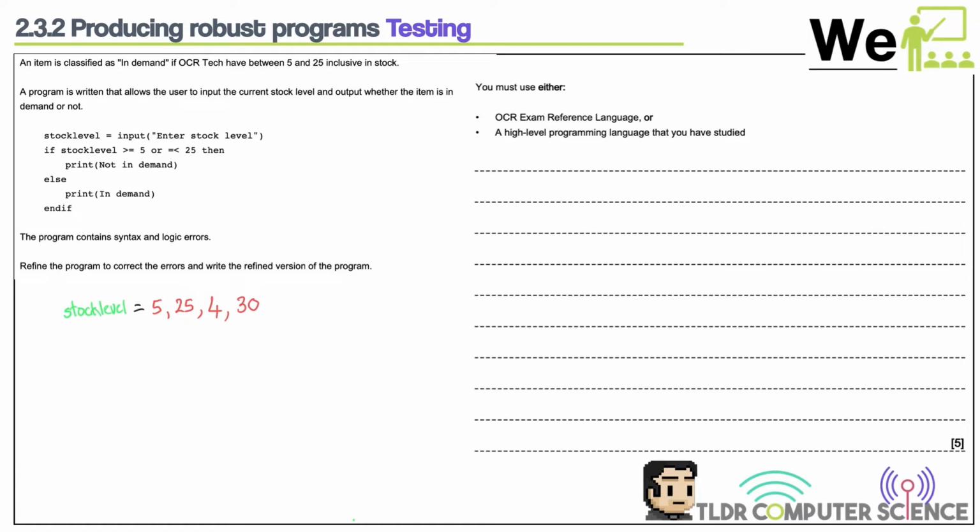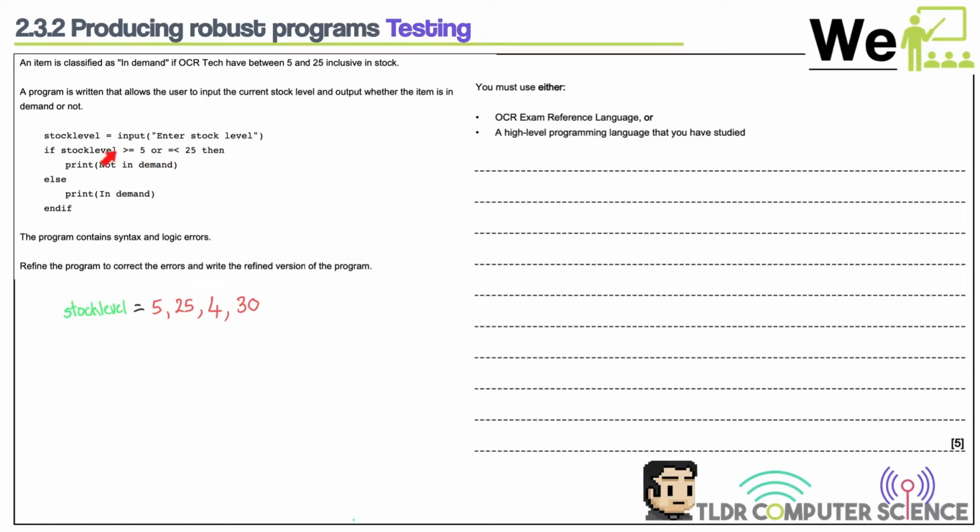Oh, immediately we have an issue here. 25. Is 25 greater than or equal to 5? Yes. So it will work, and it will say not in demand, so it's giving us the wrong value again. 4. Is 4 greater than or equal to 5? No. Is it less than 25? Yes. So it's still not in demand.